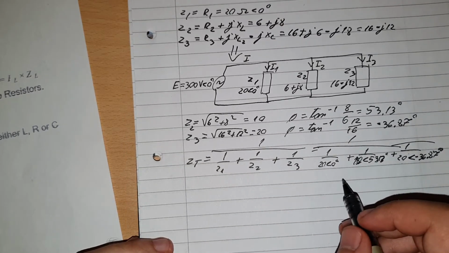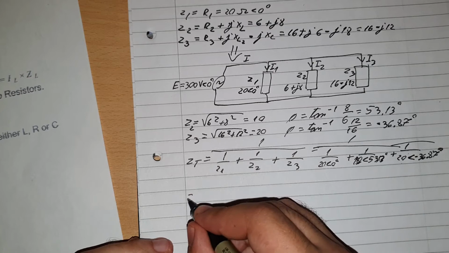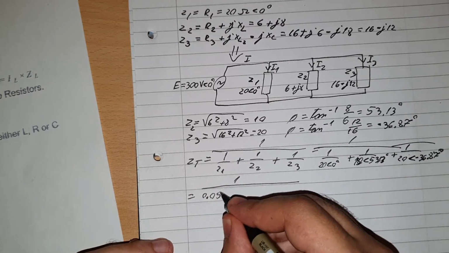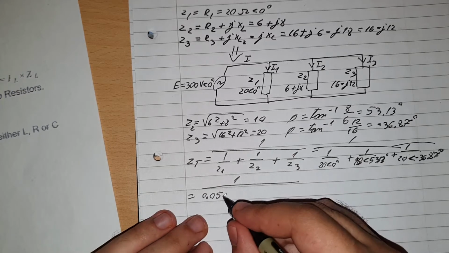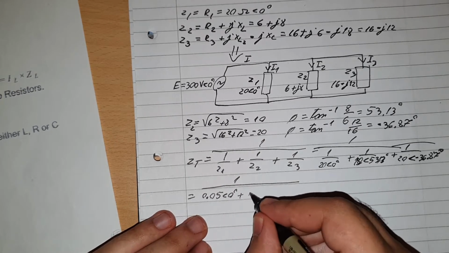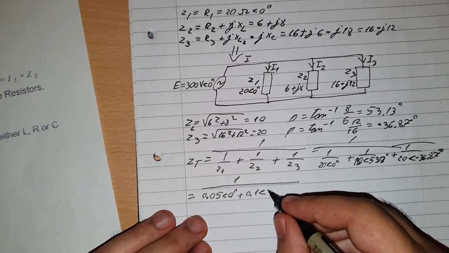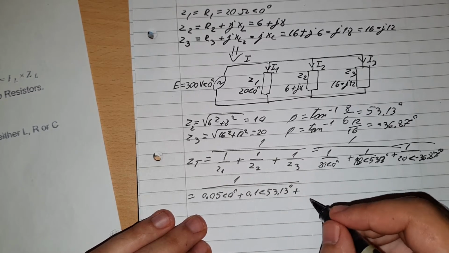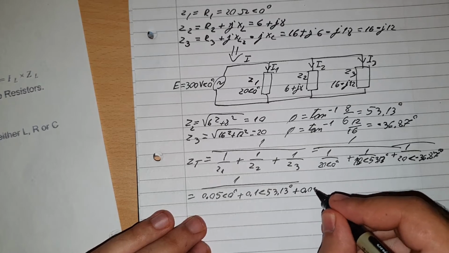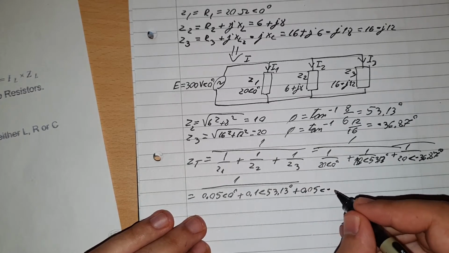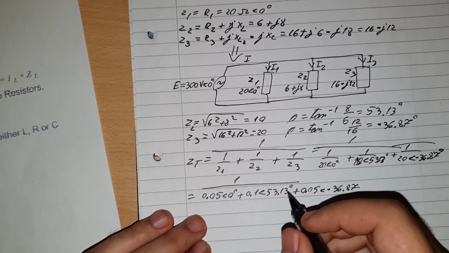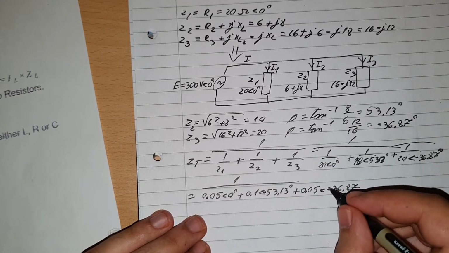So you do that one over them, so that will be equal to 1 over 0.05 angle 0 degrees plus 0.1 angle of minus 53.13 degrees plus 0.05 at an angle of 36.87. Don't forget to reverse the polarity, so this one becomes a minus, and this one becomes a plus.